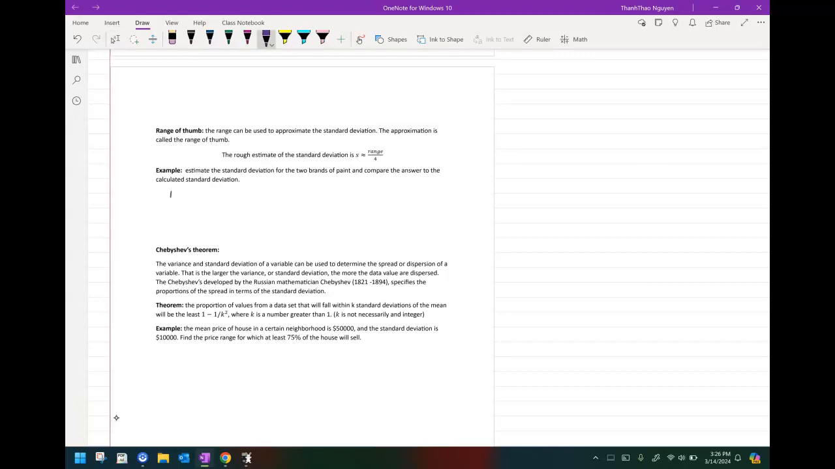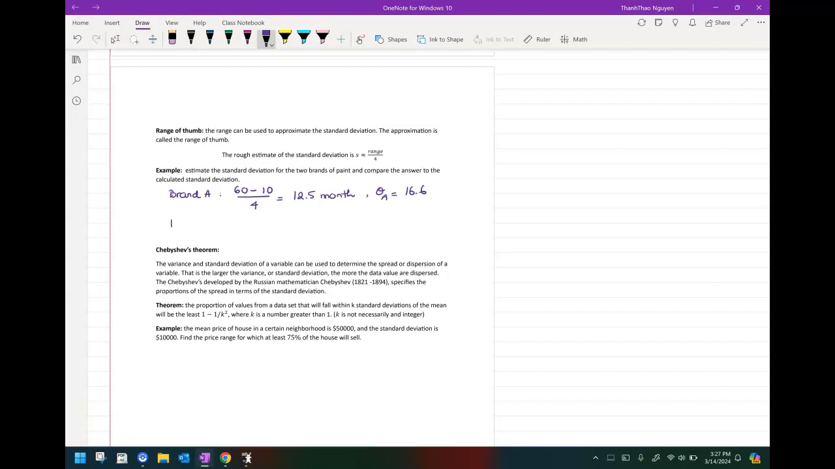So we have brand A. Originally in our data, the range is 60 minus 10, divided by 4. So this is about 12.5 months. And our S A, or sigma A, that we calculated earlier is 16.6.